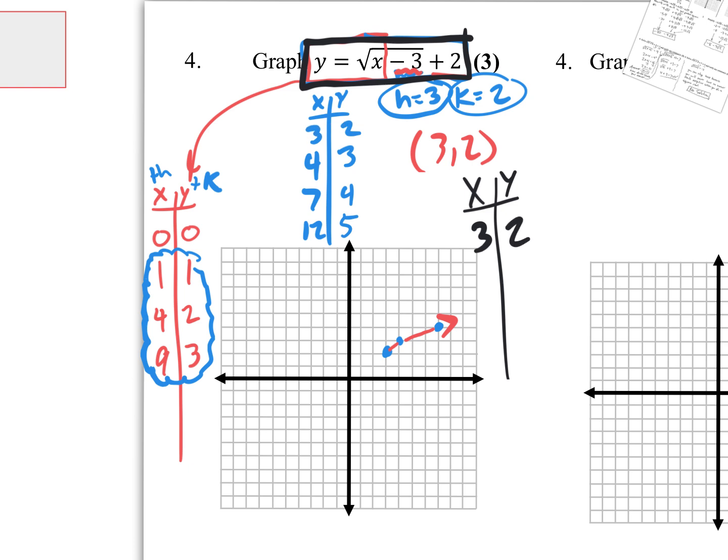And then you can think, oh, I want to get a 1 in here. What number could I plug in to get a 1 so I could actually do the square root of 1? What could I plug in here?